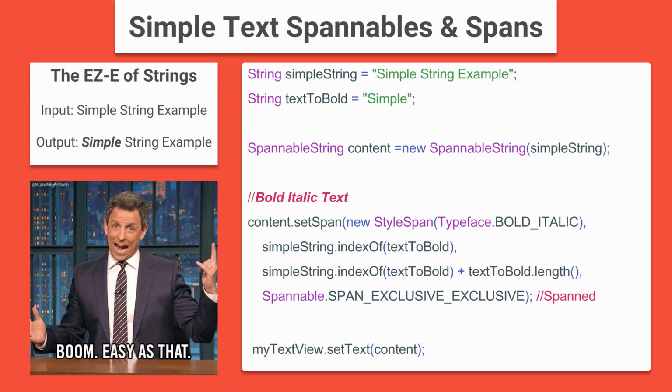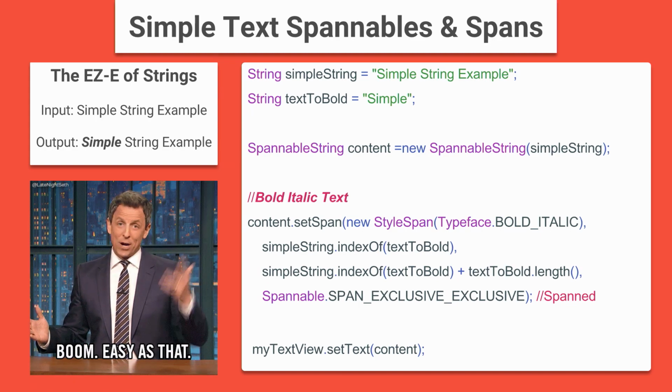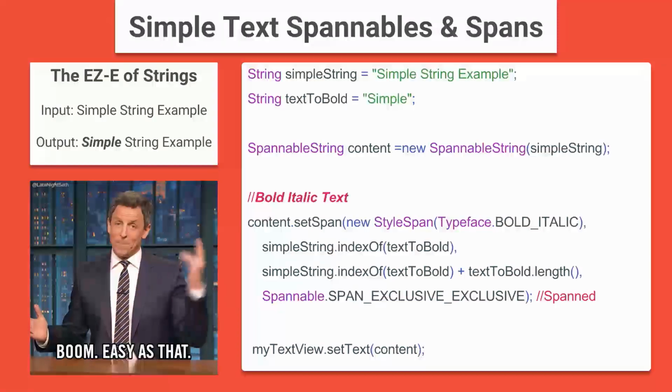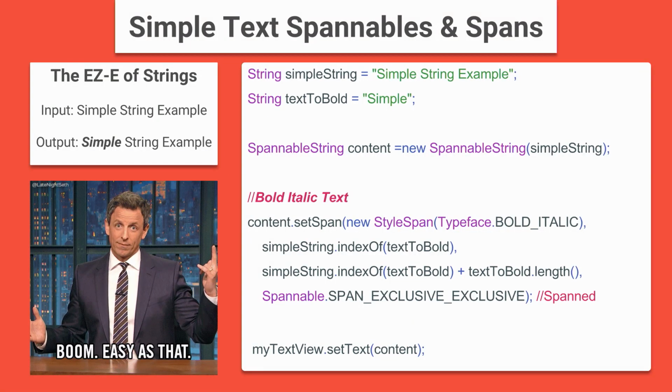So here's the simple one, right? The easy E of strings. Boom, easy as that. If I just want to make an object be what I showed you earlier, where I just bolded it, I italicized it, this is all I have to do. I need to give it a string that I put up here. You can also reference it down here, but there's only so much space, right?